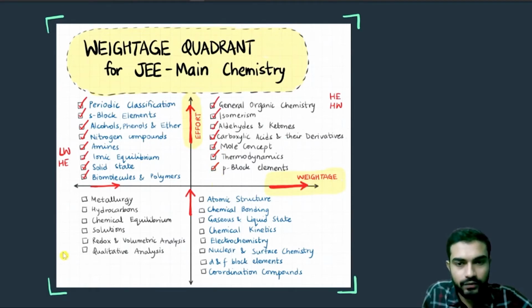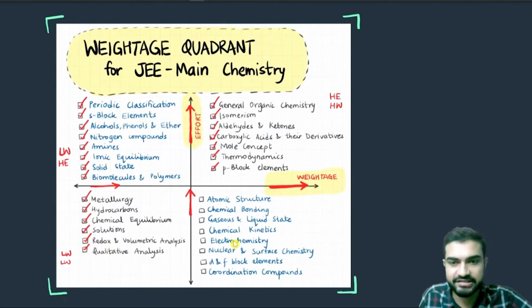Now moving on with the low weightage and low effort. Here we have metallurgy, then we have hydrocarbons, we have chemical equilibrium, we have solutions, we have redox and volumetric analysis, then we also have qualitative analysis.